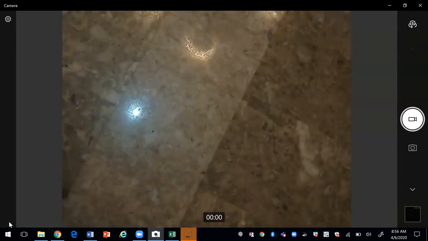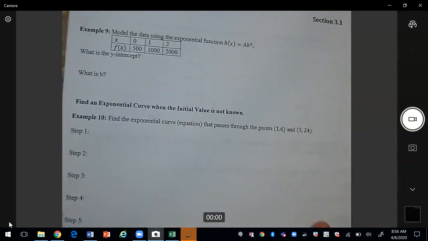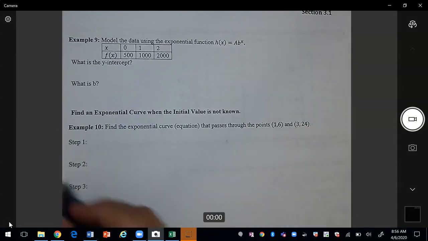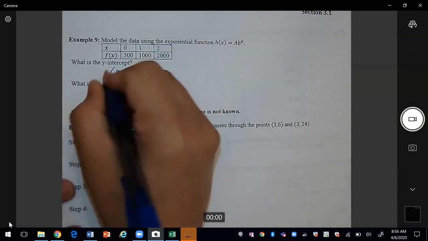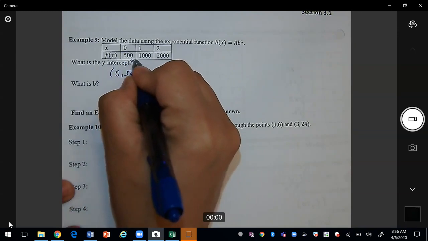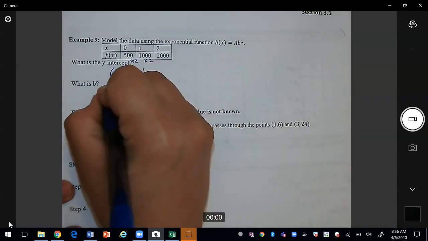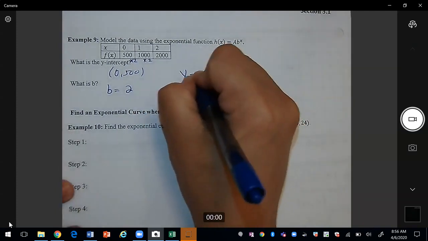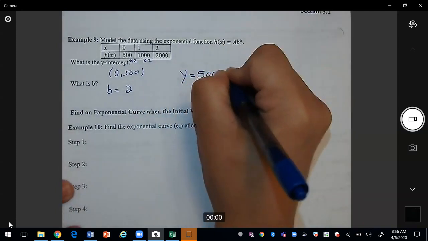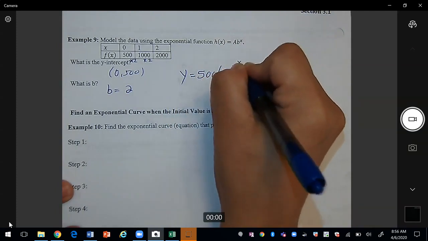Okay, let's try one more. So here our y-intercept is (0, 500). And for b, we're going to take 500 times 2, 1000 times 2. So b is going to be 2. So my equation would be a, which is 500, b is 2, to the x power.